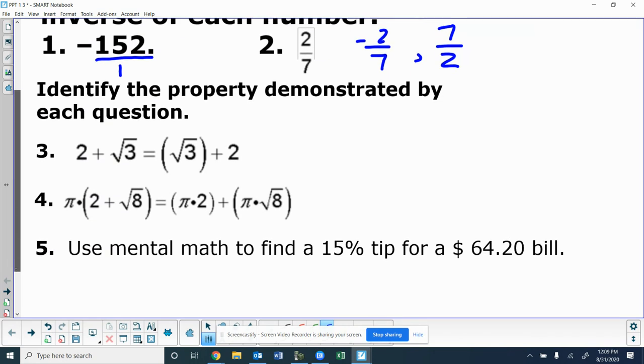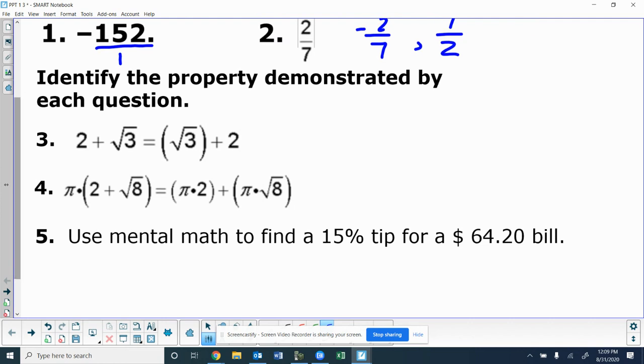Okay, so try to figure out what property is being shown here. I usually look at the left side of the equation and then the right side and see what's different. And all they did was change the order, right? So the property that changes order for addition would have been commutative. The plus means addition.